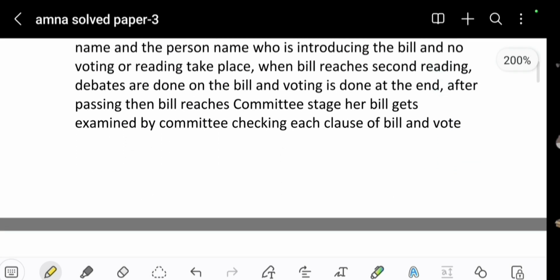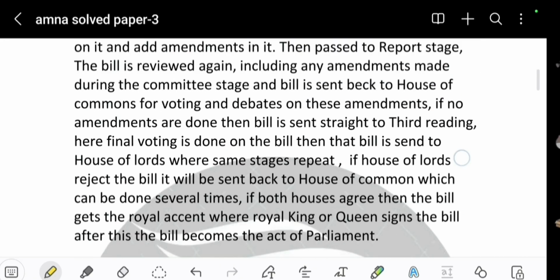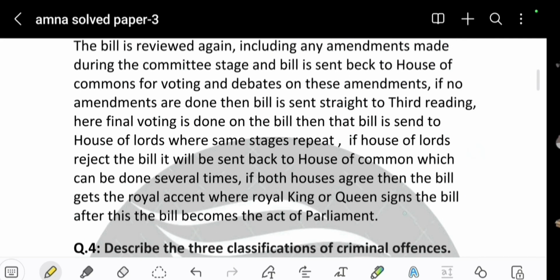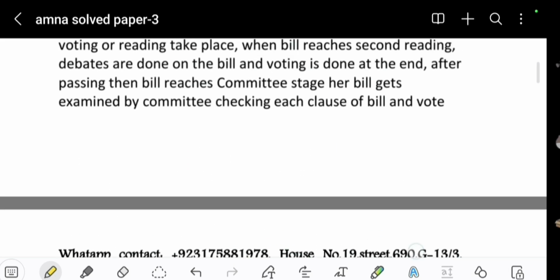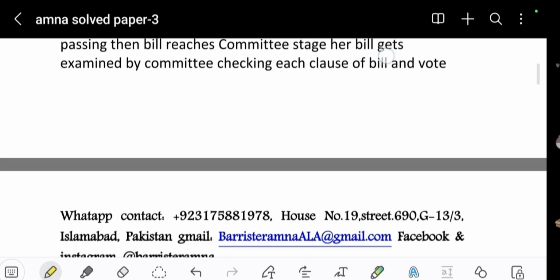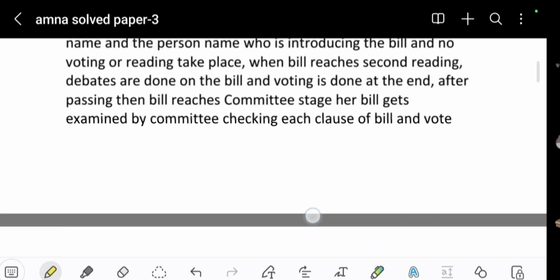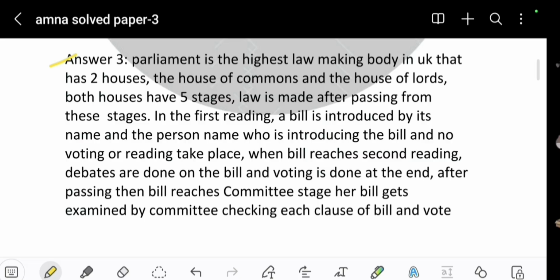So how you have to explain them, I've written down the answer. You can also see that this answer is a bit longer than the previous one. It's going to start from here and will end here. So let's see every point that is written down.